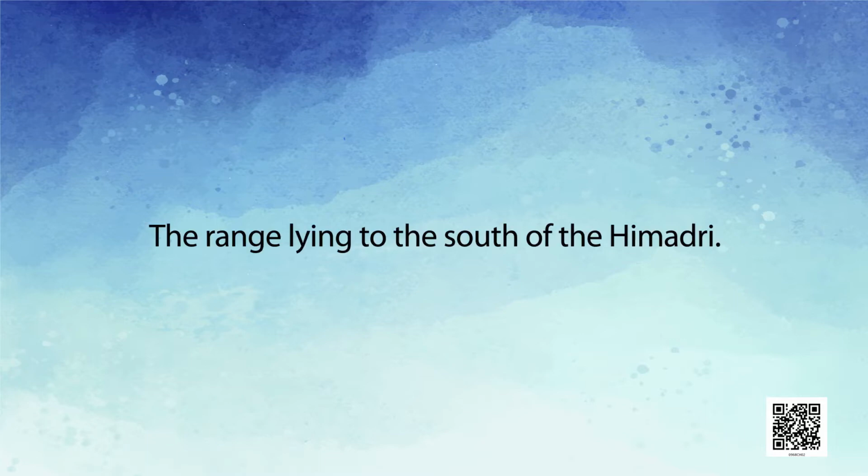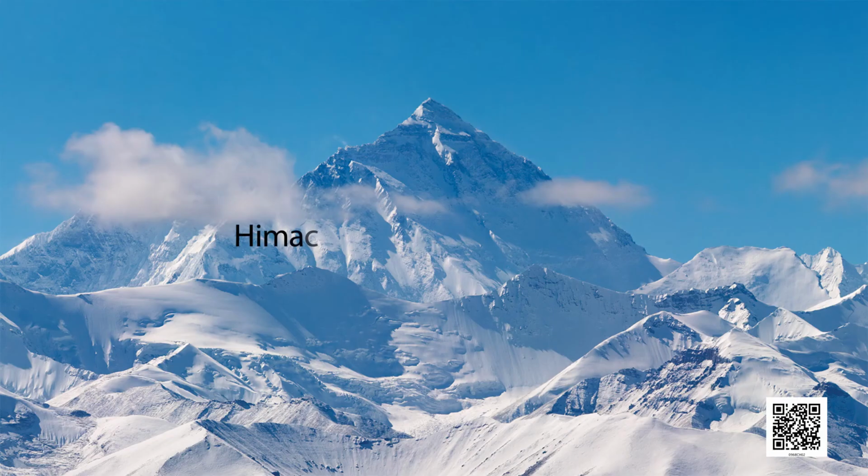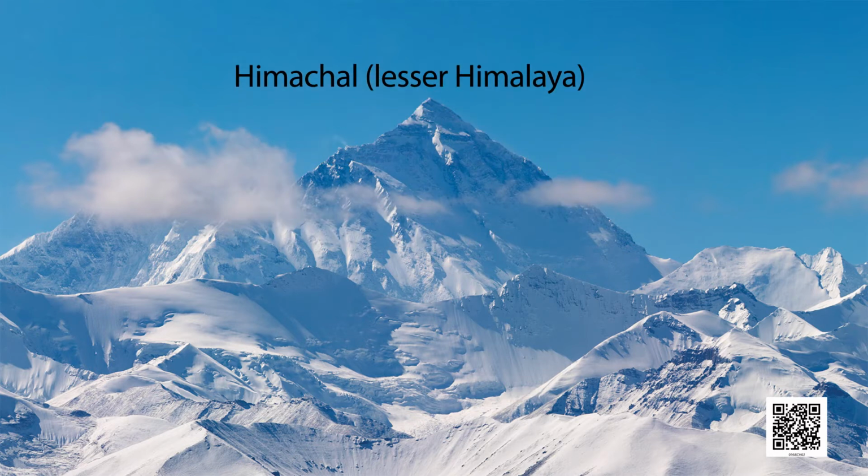Now we shall talk about Himachal. The range lying to the south of the Himadri forms the most rugged mountain system and is known as Himachal or Lesser Himalaya. The ranges are mainly composed of highly compressed and altered rocks. The altitude varies between 3,700 and 4,500 meters and the average width is of 50 kilometers.